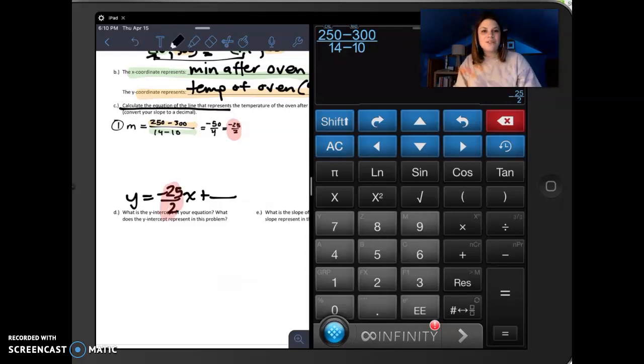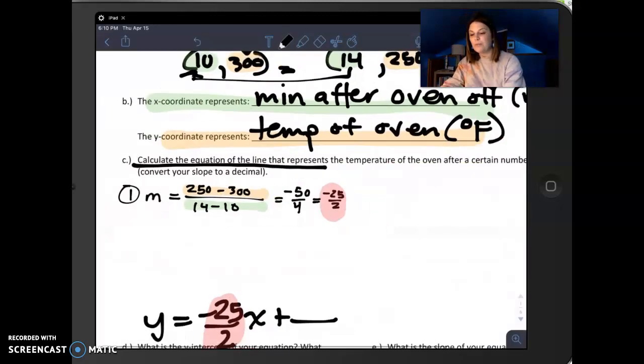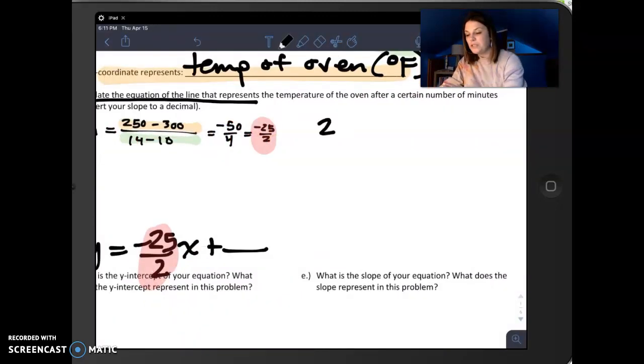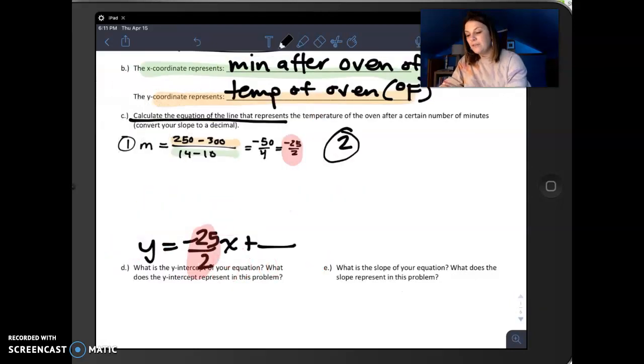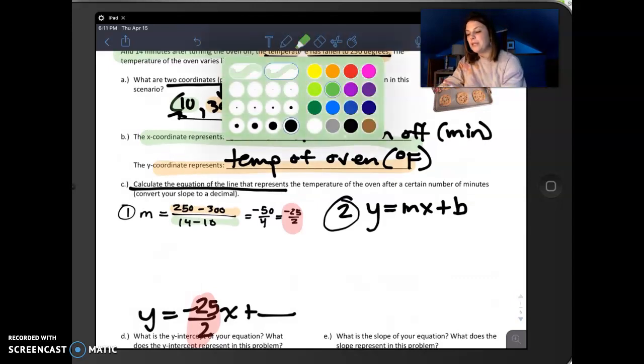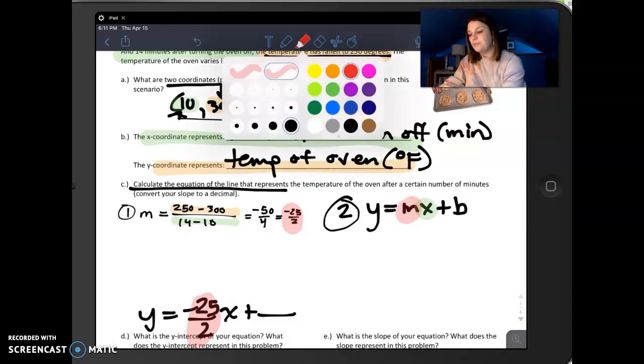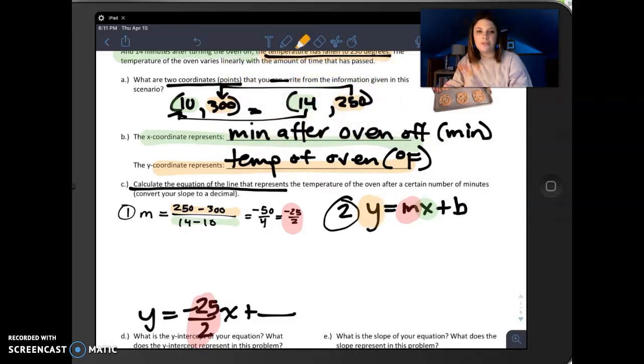The next thing we need to do is find the b value, and fill in the other blank. So how are we going to do that? Again, if you need some extra help with this, please watch the extra video. But for us, we're going to write y equals mx plus b, and fill in all the information that we have in this question. I always use the first point. The first point says x is 10. We just found the slope was negative 25 over 2. And we have the y value is 300 from the point.